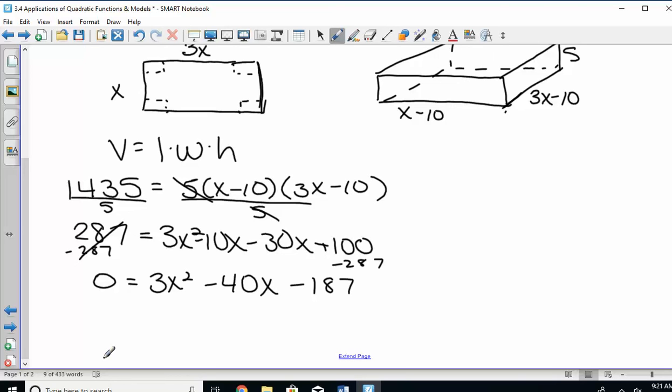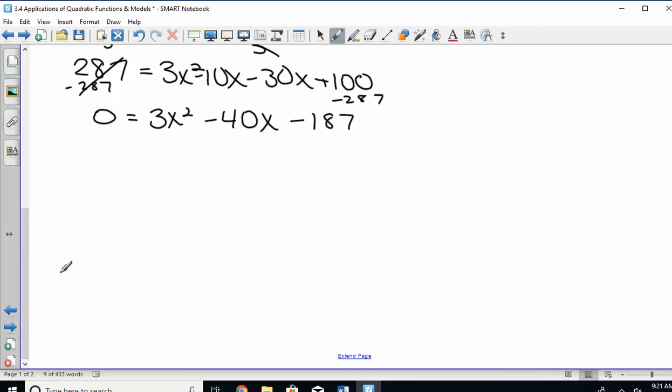Okay. What do you want to do now? We can try dividing by 3. Unfortunately, 40 does not divide evenly. Box method or quadratic? We can do either one. Let's try the box. If we can't figure it out, then we can always go to quadratic.